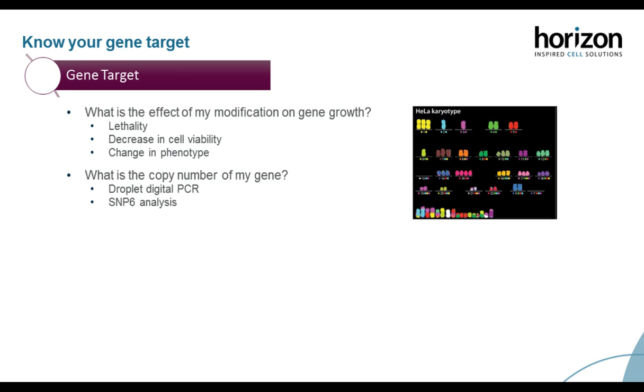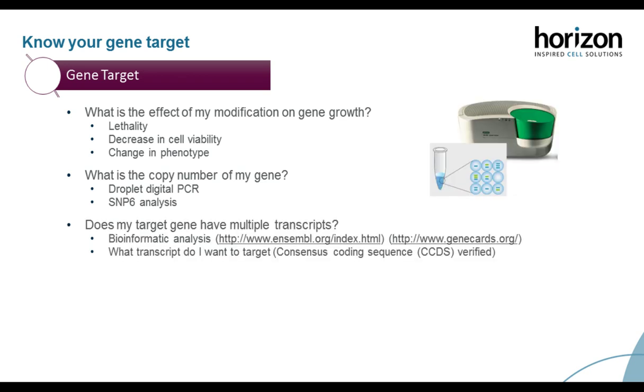So the next thing you want to consider, now that you understand what your gene target is, that it won't increase the viability of your cells, and you know what copy number it is, is whether it has multiple transcripts. What we usually do to look at this is some bioinformatic analysis using Ensembl, and this can be really easily found using Ensembl or GeneCards. What you want to be looking for is a transcript that is CCDS verified, so you understand what transcript you want to target. Usually it's the CCDS verified protein coding transcript.